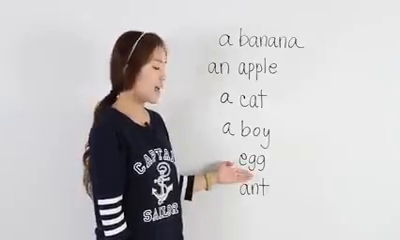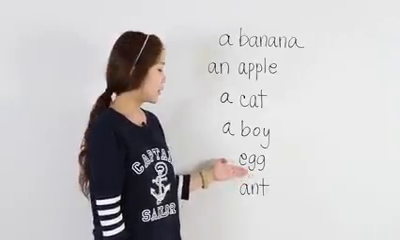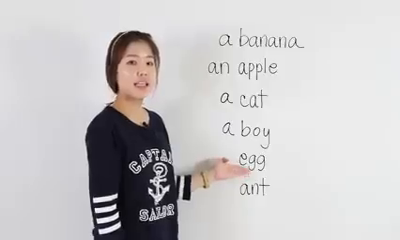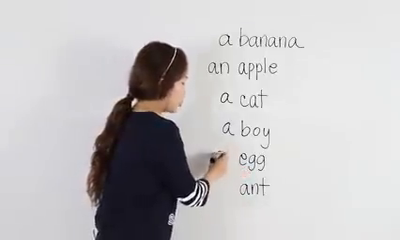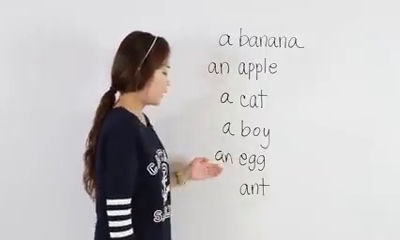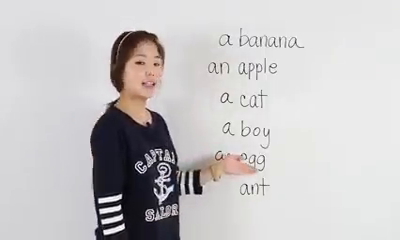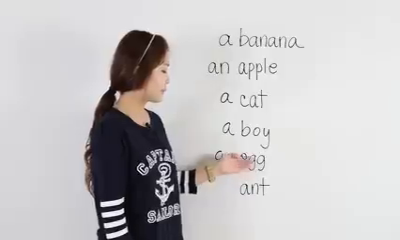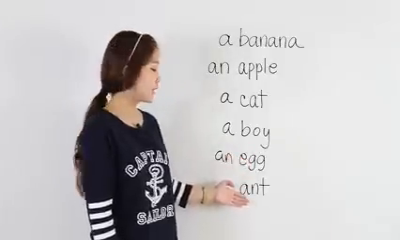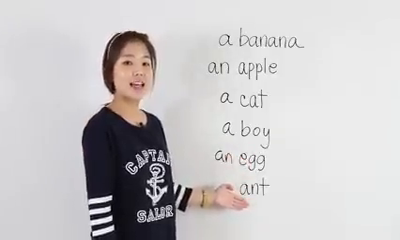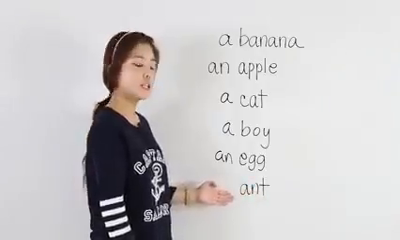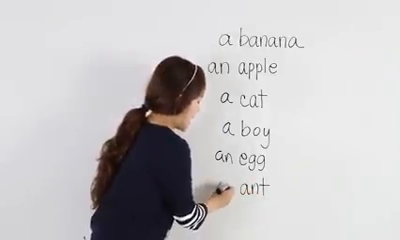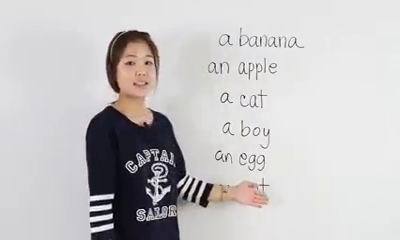The next word, egg, has the letter E in front. E is a vowel. So what do we put? We put an. If we read it, it sounds like an egg, an egg. Okay, and the last word is ant. Ant starts with the vowel A. So again, we must put an ant, an ant.